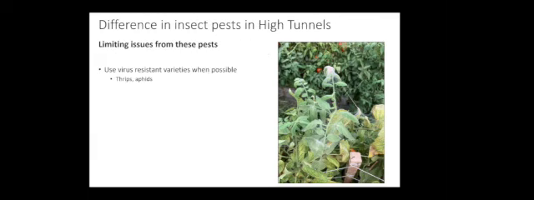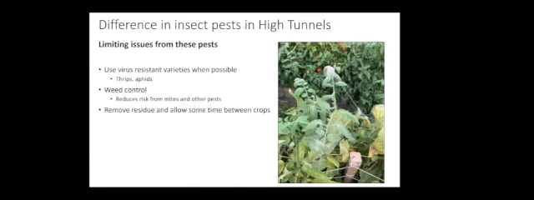But just for limiting issues from these pests, use virus-resistant varieties when possible. Very important for thrips and aphids. Practice good weed control. This is going to reduce your risk from mites and other pests like thrips. Remove the residue and allow some time between crops, and scout. Scouting is very important for insect control.